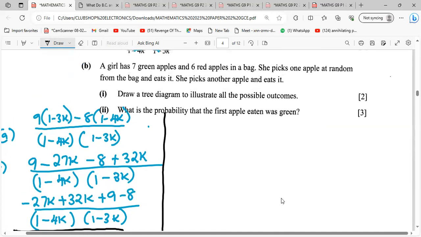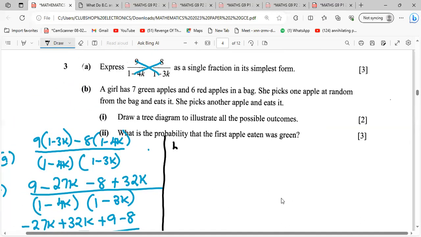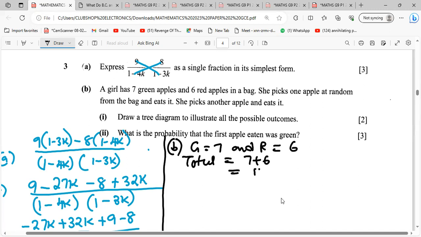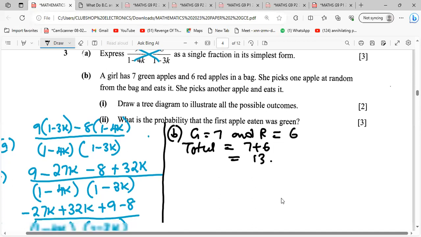Okay, B. A girl has 7 green apples and the red apples are 6. Total number of apples is 7 plus 6. He picks one apple at random from the bag and eats it, picks another apple and eats it. Draw a tree diagram to illustrate all the possible outcomes.